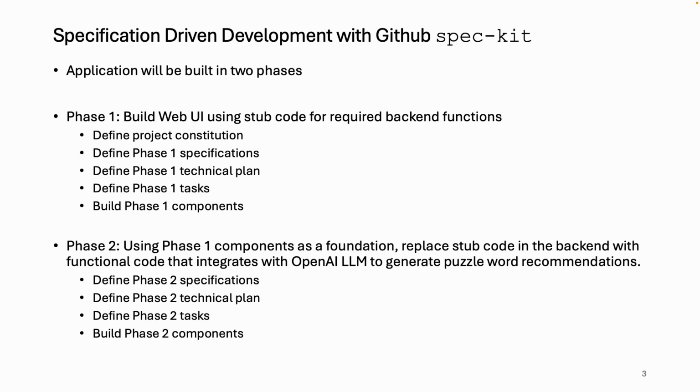Building of the application is structured into 2 phases. Phase 1 focuses on building the web UI using stub code to stand in for the backend functions. During this phase, we define the project constitution, specifications, technical plan, tasks, and then build the initial components with GitHub Spec-Kit. Phase 2 takes these Phase 1 components as a foundation. Here we replace the backend stub code with functional logic that integrates with an OpenAI large language model to generate word recommendations for the puzzle. In this phase, we again use Spec-Kit to define the specifications, technical plan, task, and then build the enhanced components.